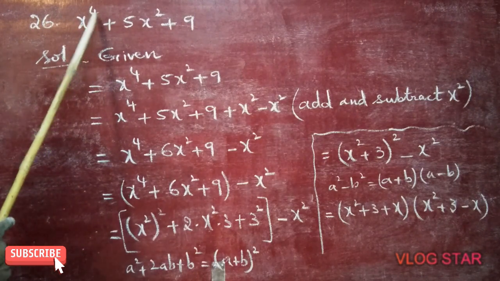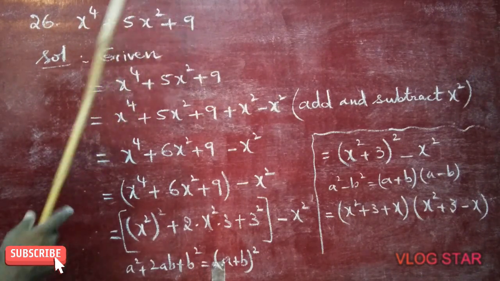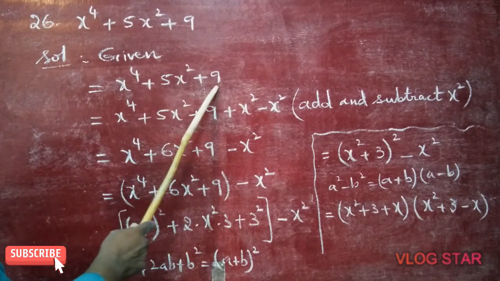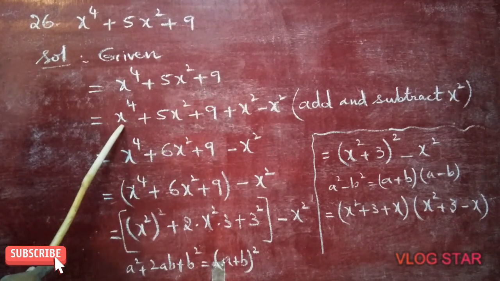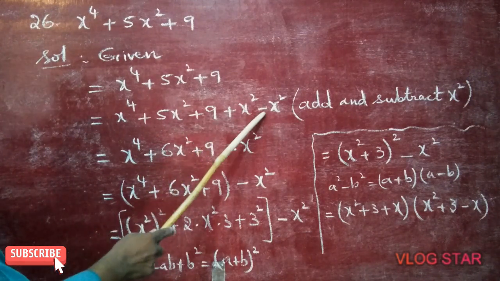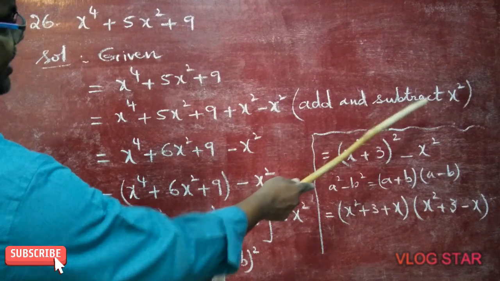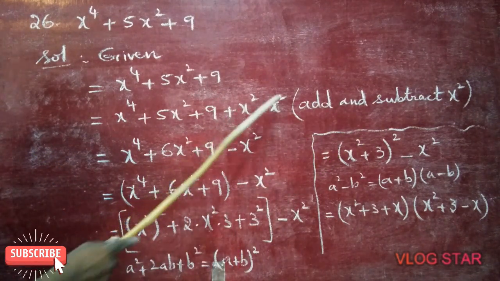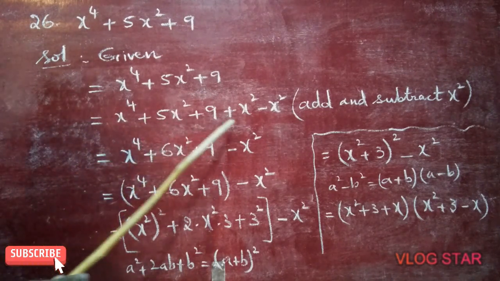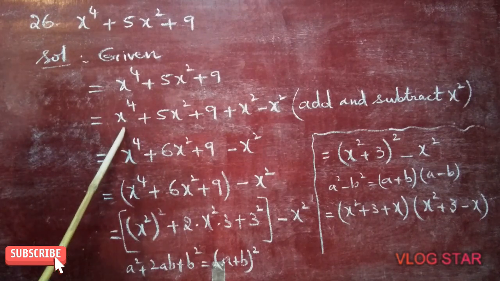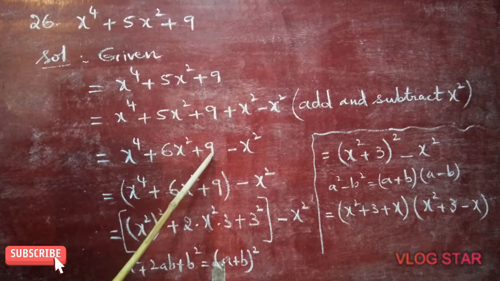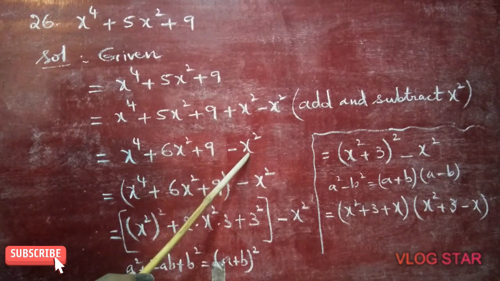x to the power of 4 plus 5x square plus 9. Solution given. x to the power of 4 plus 5x square plus 9 they have given. Here what I am doing in the second step: I am adding x square and subtracting x square. If you add and subtract, it gets cancelled and I get the same thing only. For the convenience of this problem, I am doing this. Now x to the power of 4, 5x square plus x square is 6x square, plus 9 minus x square, I am keeping like that.